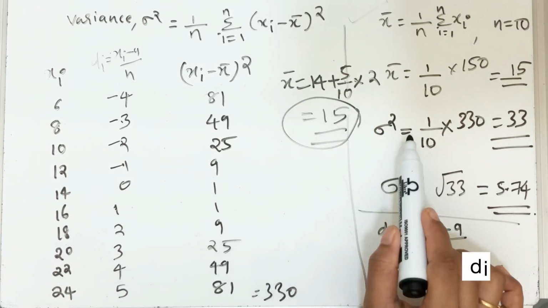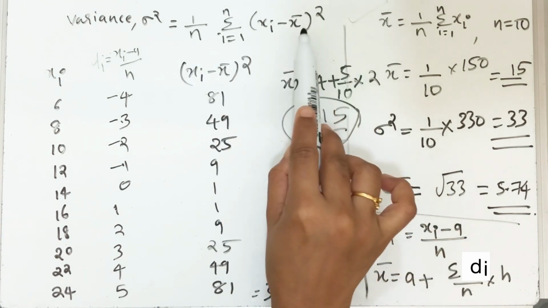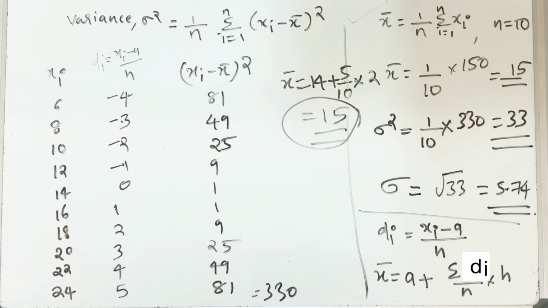Then you can find variance or standard deviation by this formula. Substitute x bar equal to 15. That's all. You can find the mean using any formula, the shortcut method or the usual method.